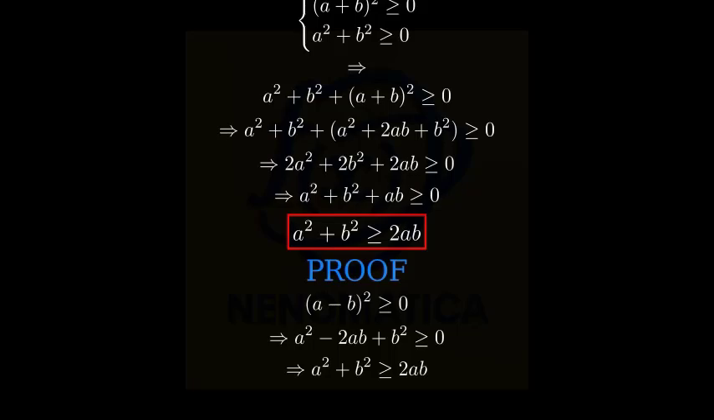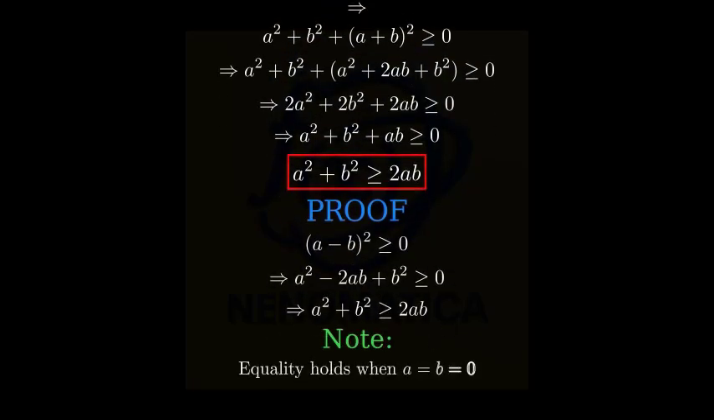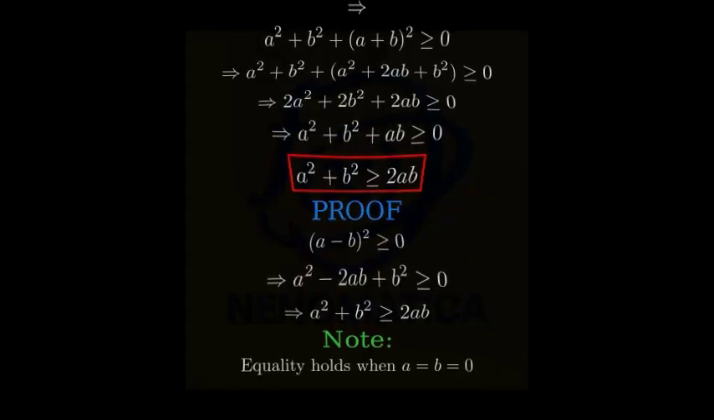Finally, it's important to note that equality holds in all these cases when a equals b equals 0. This is when both variables are 0. Let's visualize this with a graph to better understand these inequalities.